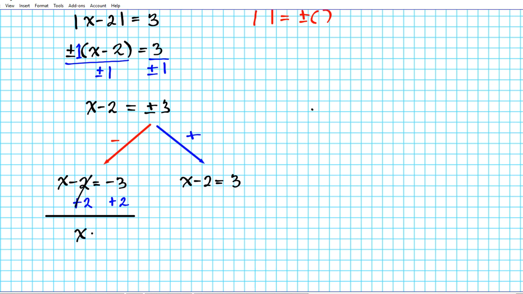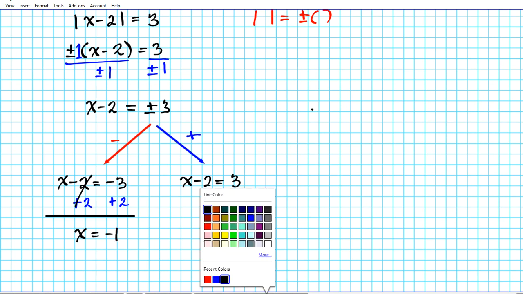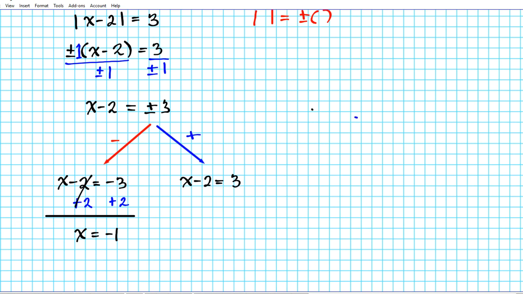So we have x equals negative 3 plus 2. Subtract and keep the sign of the bigger: negative 1. That's the first answer. Now for the second equation, we're going to get rid of this 2, following the same procedure using the inverse operation, which is plus 2.